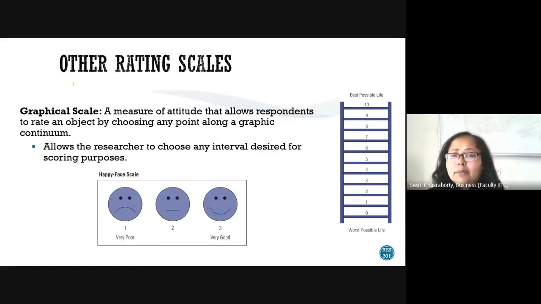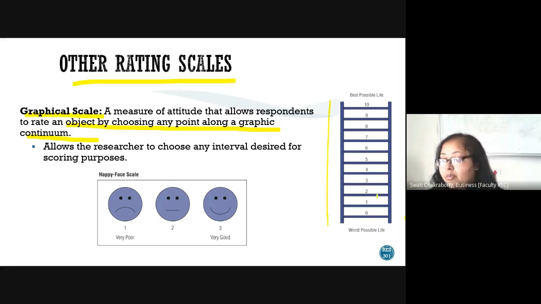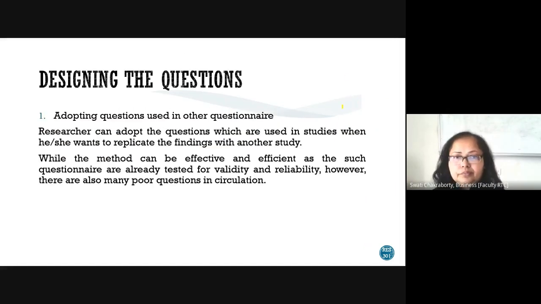Okay, there can be other rating scales also. So one is the graphic scale, which is a measure of attitude that allows respondents to rate an object by choosing any point on a graphic continuum, right? It allows a researcher to choose any interval desired for scoring purposes, from worst possible to best possible.